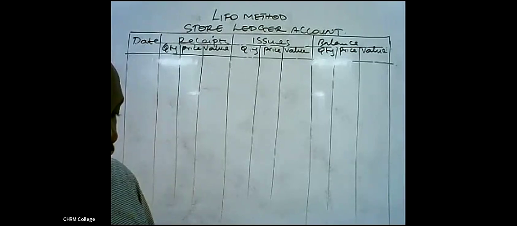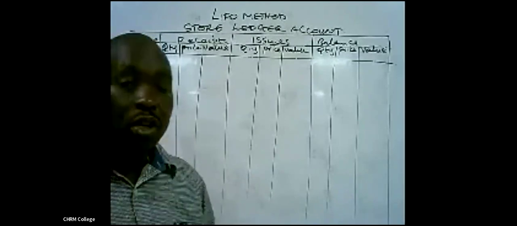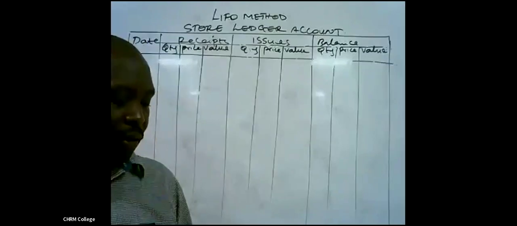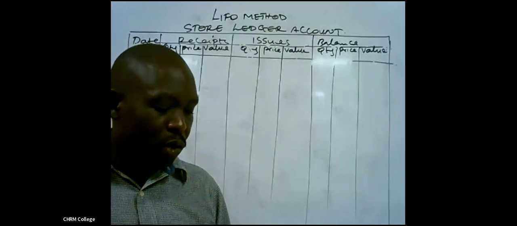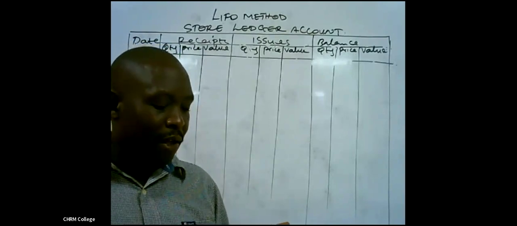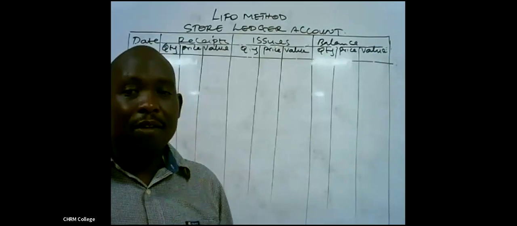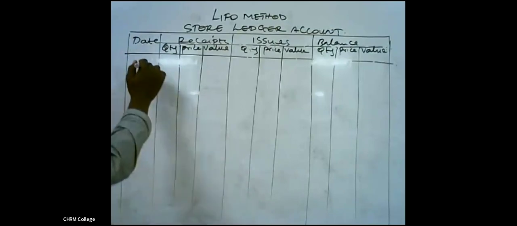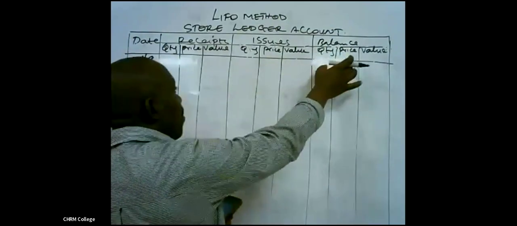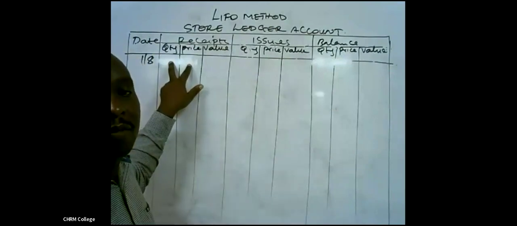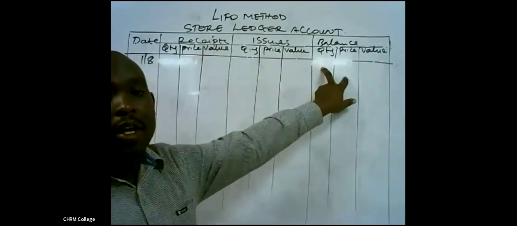So if we read from the statement, it says that Delta Limited, a manufacturing company, uses a certain material in the manufacturing of its product. The following information relates to the material for the month of August 2022. August 1, the firm had 150 units of materials which had been bought at 50 shillings per unit. It is a balance, the opening balance in short. It is not something that we have bought. If we had bought, we would have started it as received, but it was already in the books.